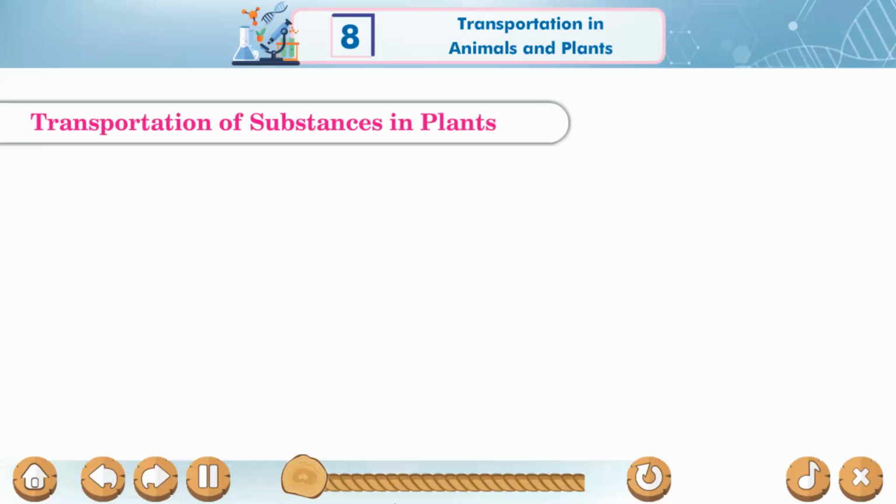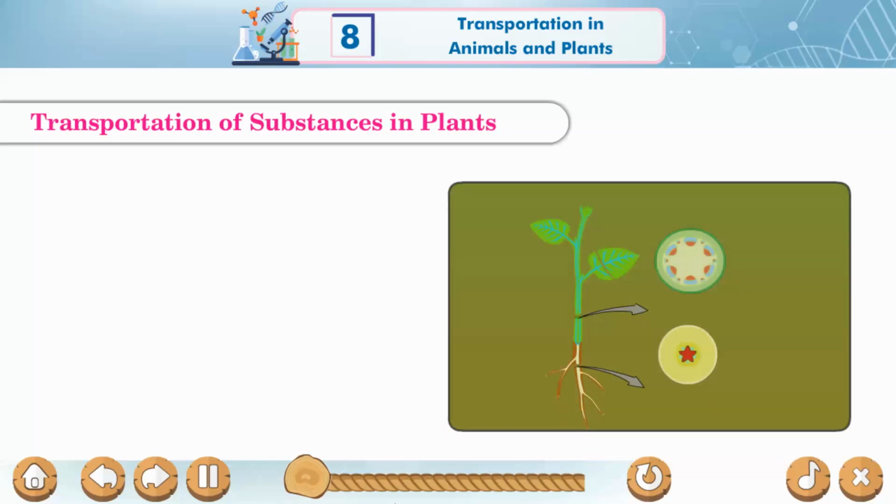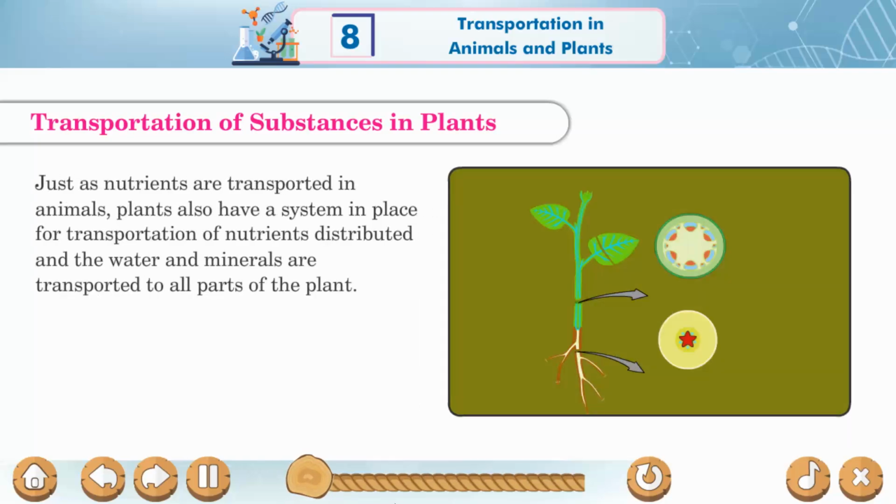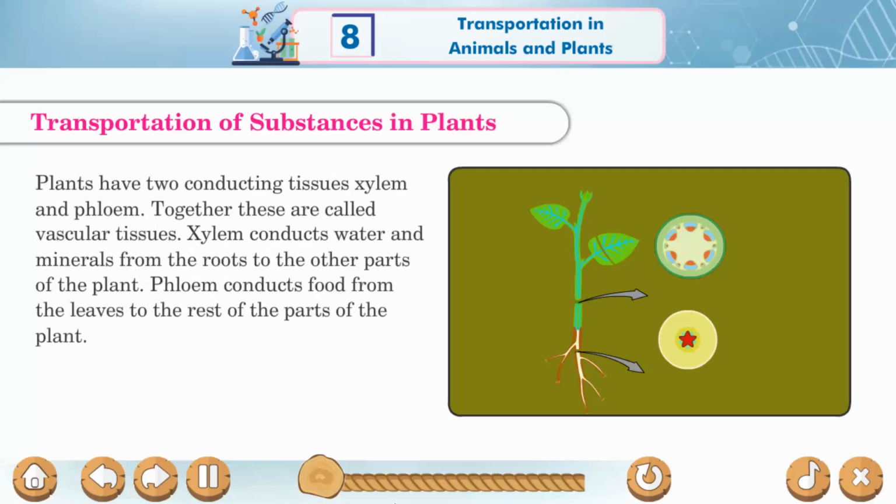Transportation of substances in plants. Just as nutrients are transported in animals, plants also have a system in place for transportation of nutrients, and the water and minerals are transported to all parts of the plant. Plants have two conducting tissues, xylem and phloem. Together these are called vascular tissues. Xylem conducts water and minerals from the roots to the other parts of the plant. Phloem conducts food from the leaves to the rest of the parts of the plant.